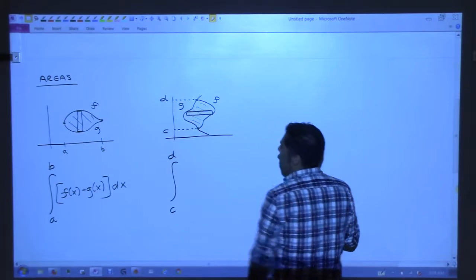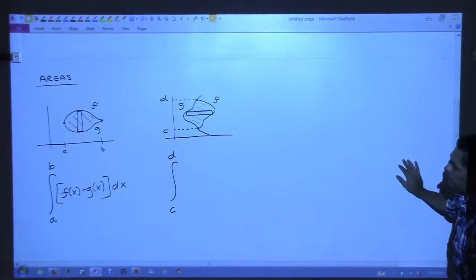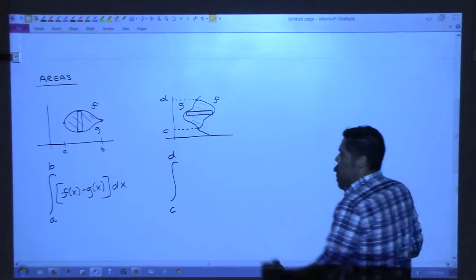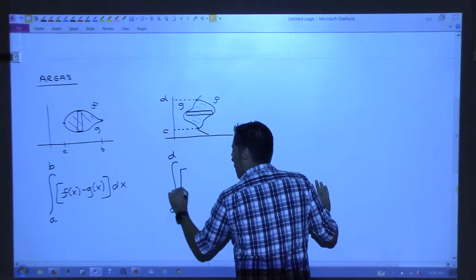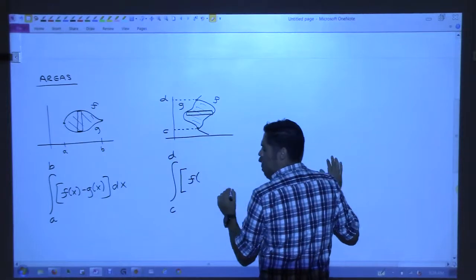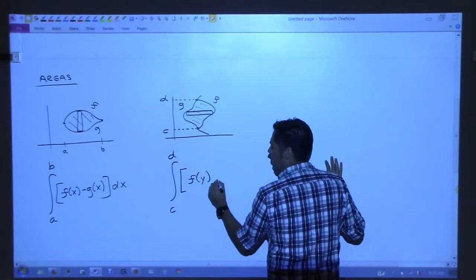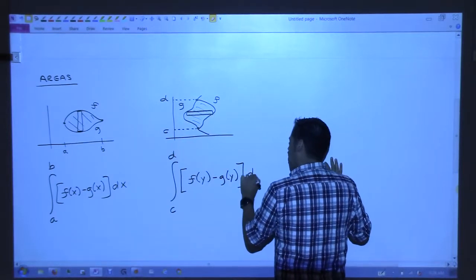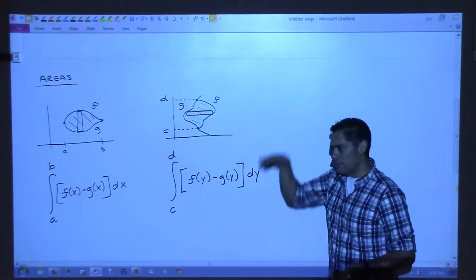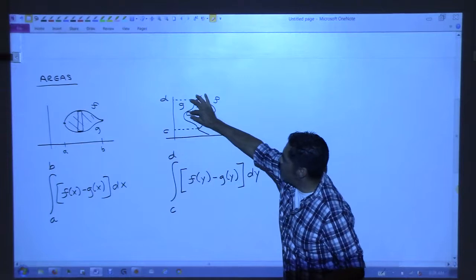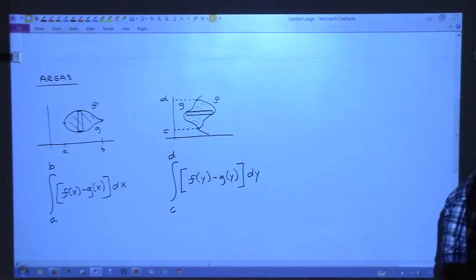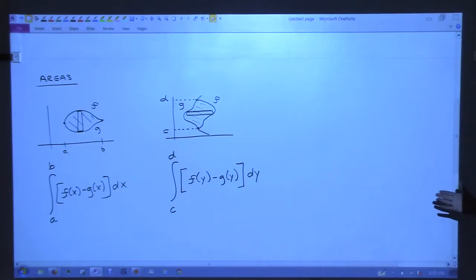And then it's going to be which function minus which function? The one on the right side minus the one on the left. So when I put f here, it's going to be f of y because it's a function of y now instead of x, and then g of y, and then dy because the width of that rectangle is a change in y instead of a change in x. Okay, so we've got that so far, right?